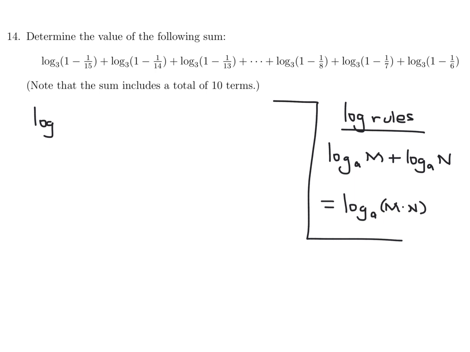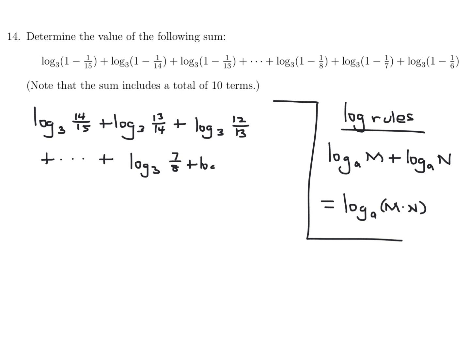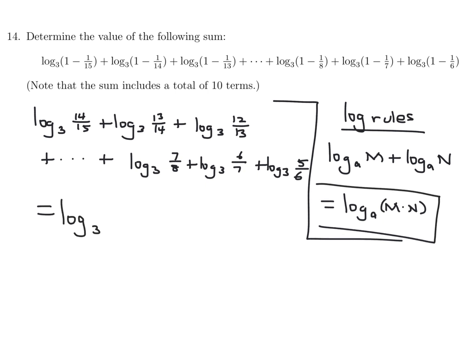So first let me just do these fractions, these subtractions. 14 over 15 for that guy, and they're all log to the base 3. That's 13 over 14, base 3. And so on, log of 12 over 13, base 3, and then it just keeps going like that. Base 3, 7 over 8, 6 over 7, and I think there's one last one, 5 over 6.